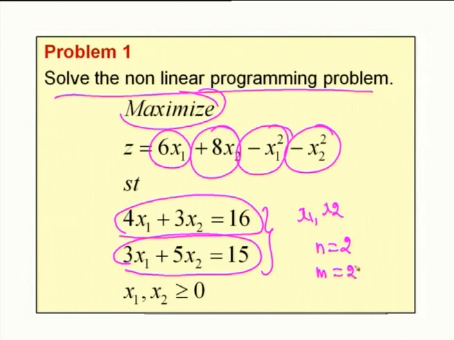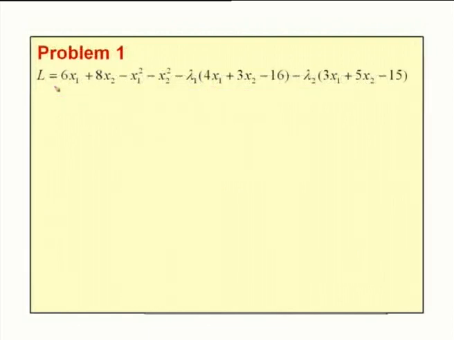So, for a given NLPP, the n value is equal to 2 and the m value is equal to 2. Now, with the help of the necessary condition and sufficient condition, we try to solve this problem. In order to obtain the necessary condition, first we have to form the Lagrangian function. For this problem, the Lagrangian function is 6x1 plus 8x2 minus x1 square minus x2 square.